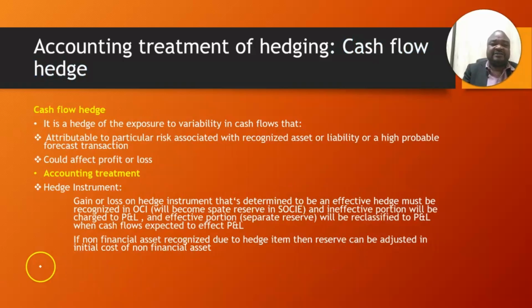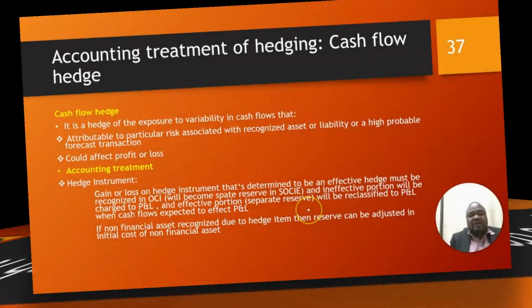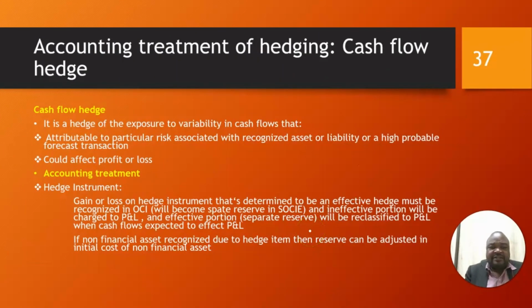Cash flow hedge. It is a hedge of the exposure to variability in cash flows. It is attributable to cash flows that are attributable to a particular risk associated with the recognized asset or liability or a highly probable forecast transaction. It could affect profit or loss.